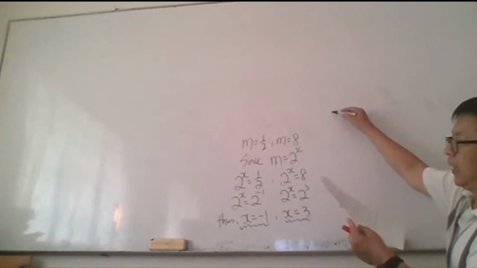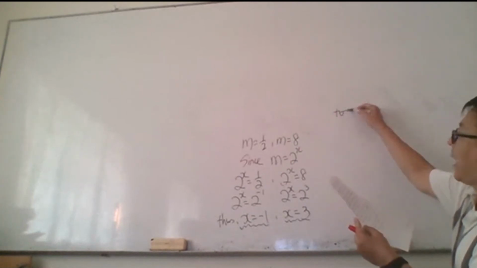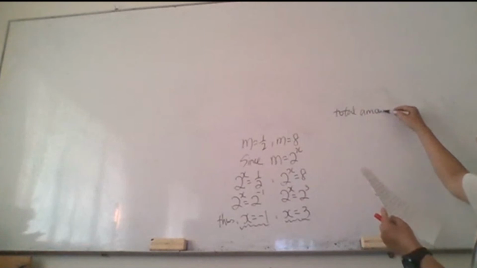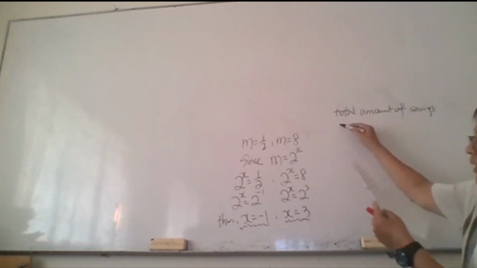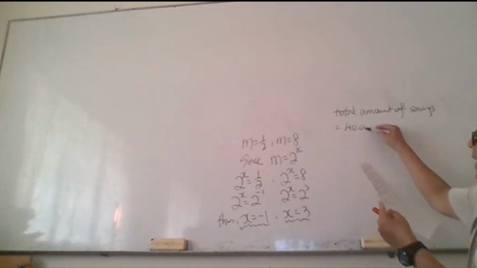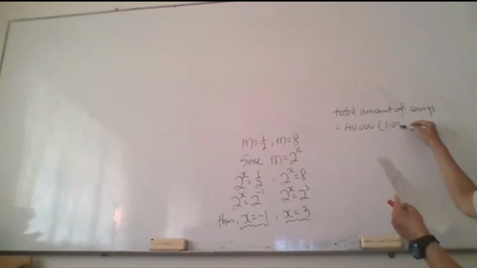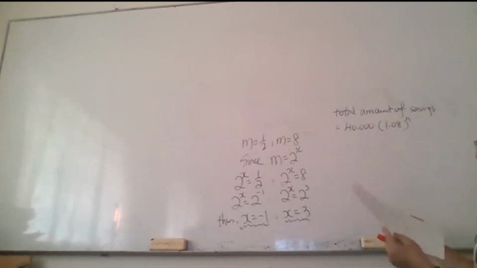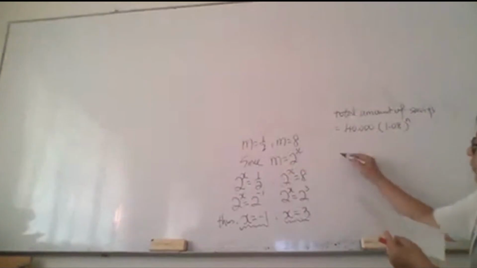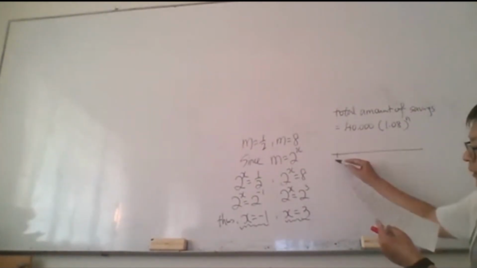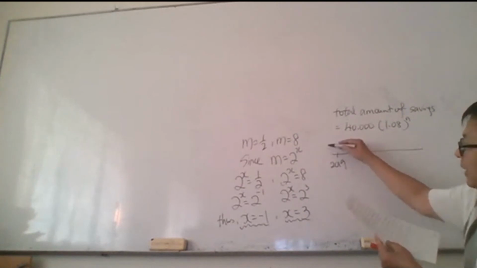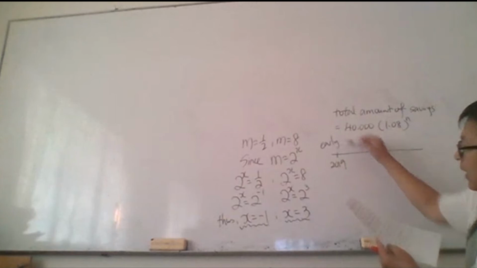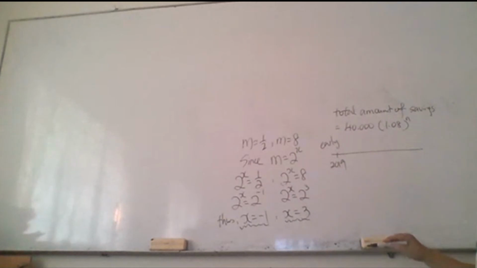So the total amount of savings is equal to 40,000 times 1.08 to the power of N. N refers to the number of years. He deposited in the year 2019, at the early part of the year, like maybe January.